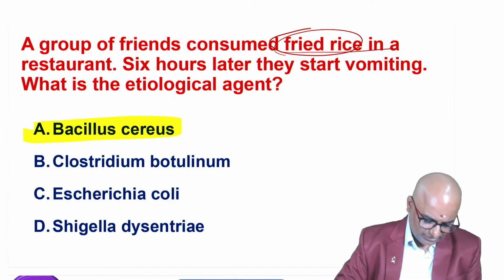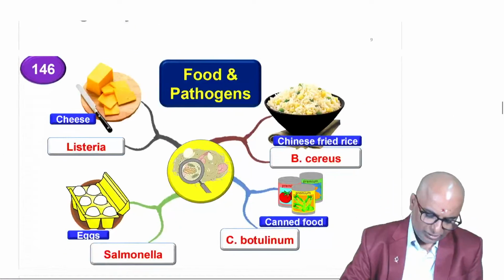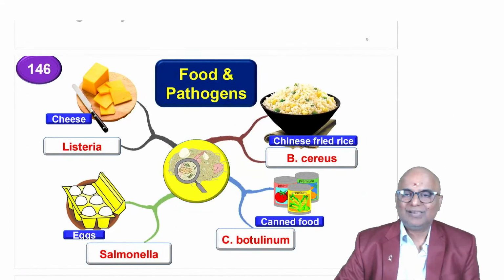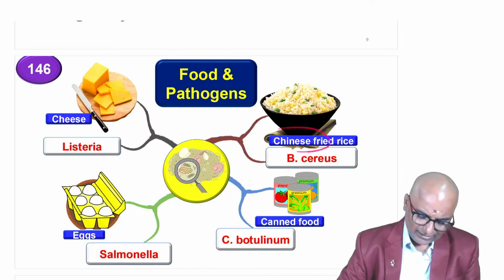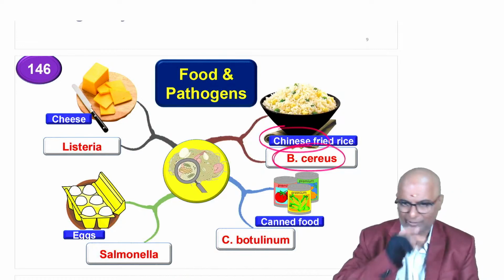This is also available. See, I made food item with diarrhea. Chinese fried rice is associated with Bacillus cereus. Over.